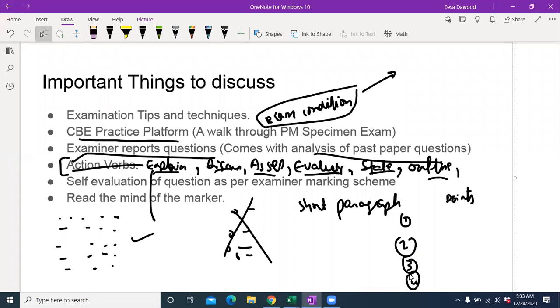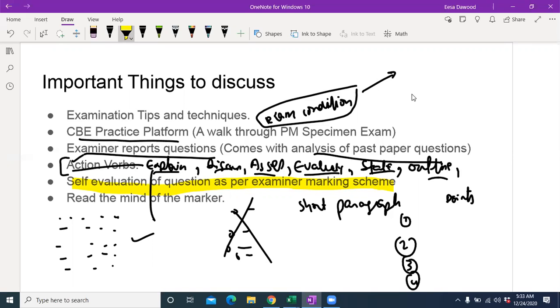And how much you need to write, I am going to share my examination techniques with you. Usually students overwrite and at times they underwrite, which is not right. Another important thing is you need to self-evaluate. My feedback is very important, but don't be dependent upon me. Try to self-evaluate your question as per the examiner marking scheme.